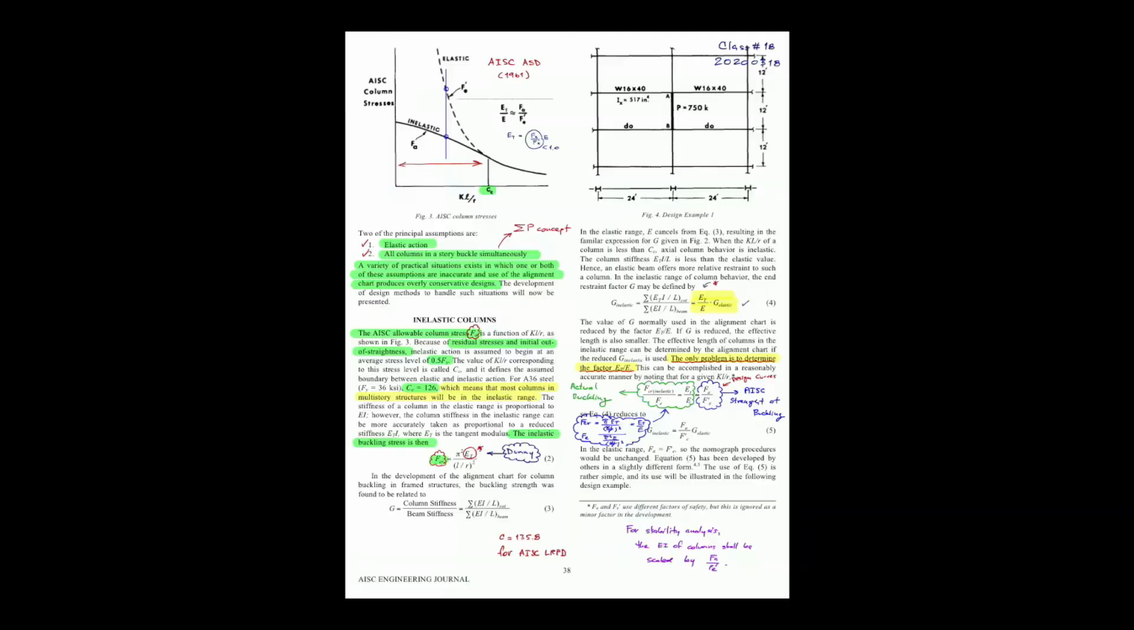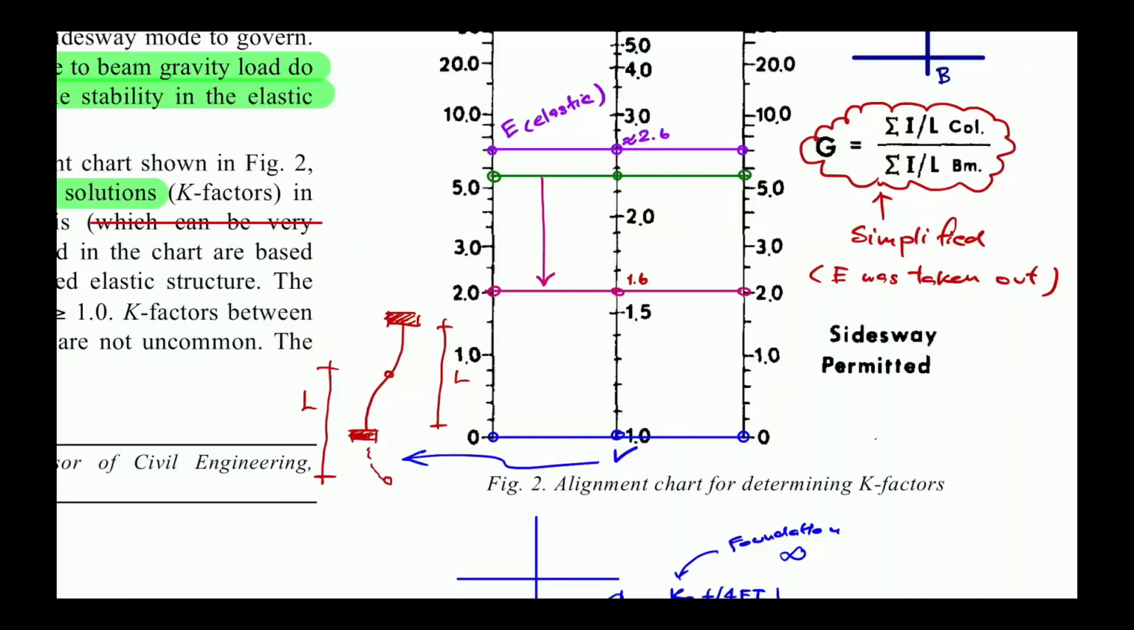You go back again. So 1.02 will be somewhere here. You end up with 1.3 for the K value. Let me write it down neatly. 1.02 for both.